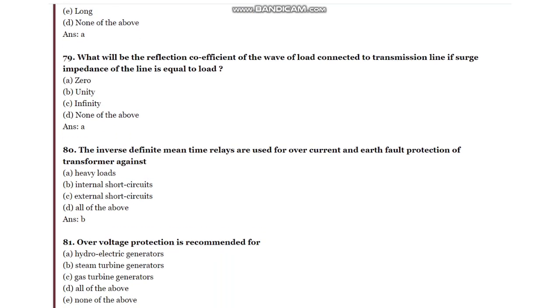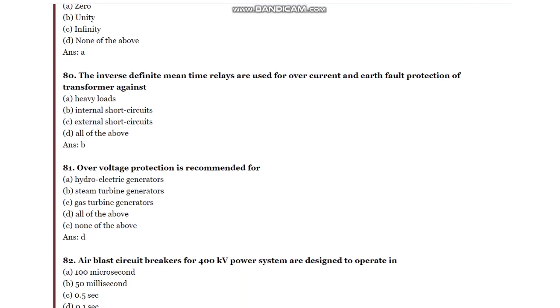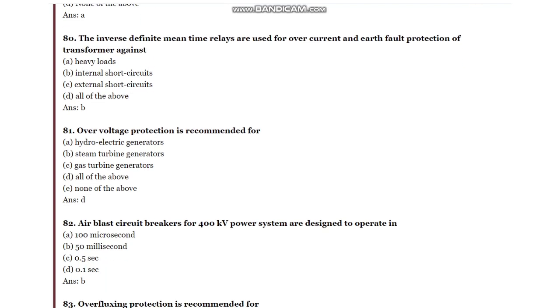What will be the reflection coefficient of the wave of load connected to transmission line if surge impedance of line is equal to load? It is 0. Question number 80 is the inverse definite minimum time relay are used for overcurrent and earth fault protection of transformer against internal short circuits.